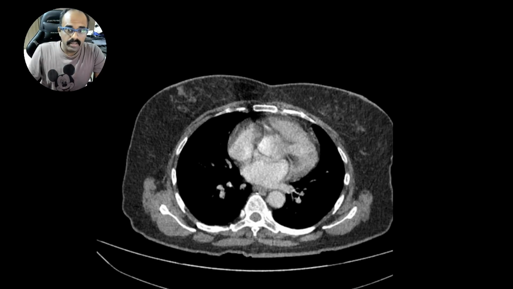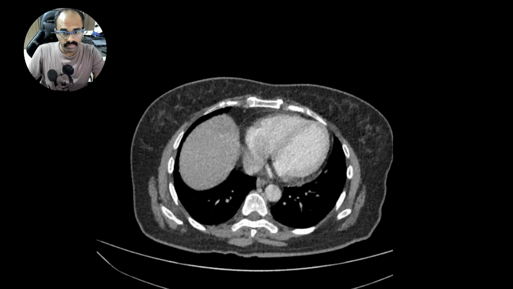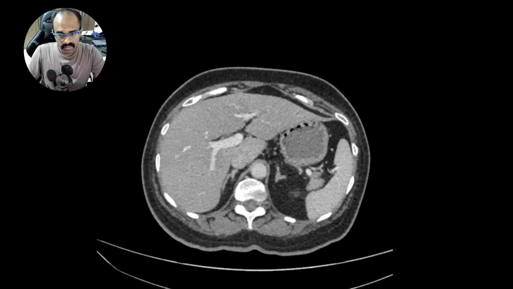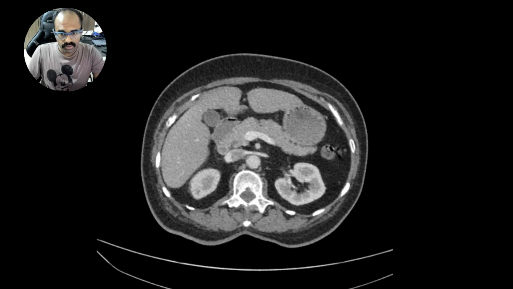Okay, guys, this is a 60-year-old lady presenting with right iliac fossa pain. Ultrasound done showed some inflammation in the right iliac fossa. CT with IV venous contrast was done to identify what could be the possible etiology. Let's look at the axial CT sections as we go from up to down.